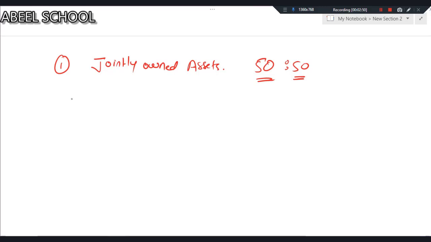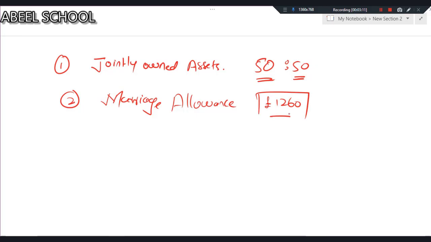Okay, second concept or second rule is marriage allowance. Of course, for marriage allowance, marriage is necessary. What is this marriage allowance? Number one, the marriage allowance is fixed 1260. It cannot be less than that. It cannot be more than that.